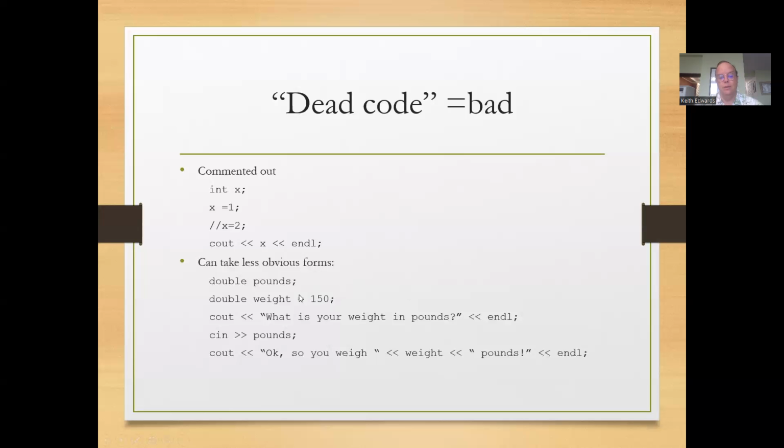It can also take less obvious forms. So here we have pounds and weight. What is your weight in pounds? We input the pounds and then it'll say, okay, so you weigh weight pounds. And this one's really, really confusing because you input pounds, but you never do anything with it because you have weight set to a constant 150.